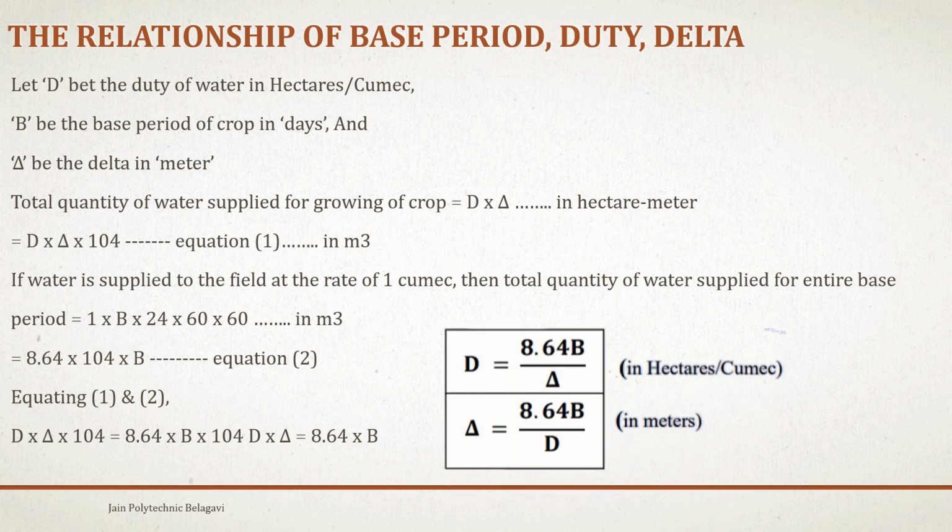If you want D, then you will get 8.64 into B divided by delta, or if you want delta, then delta is equal to 8.64 into B divided by D. That will be in meters. So this is the relationship of the base period to duty to delta.